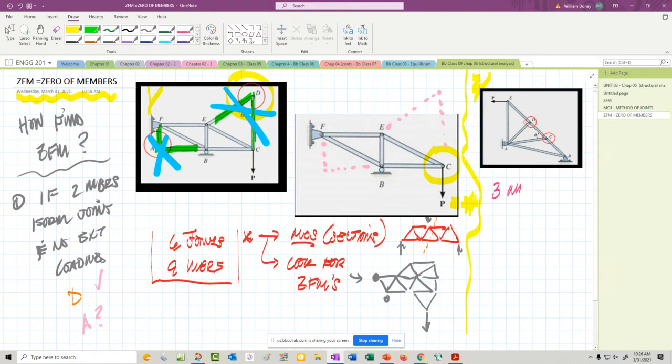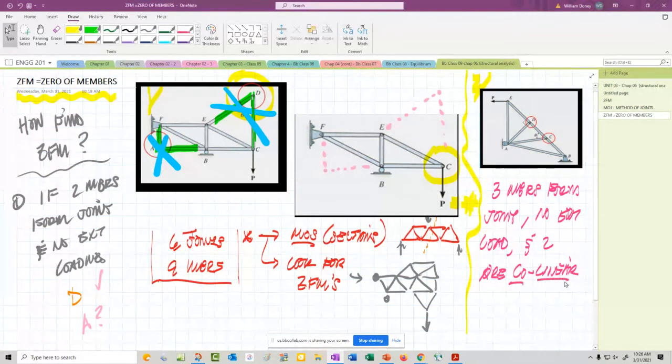If we have three members form a joint, no external load, and two are collinear. Co meaning two, linear meaning in a line. So that means we have a joint. We have two members that form a line, and then we have a third one that sort of comes off there.